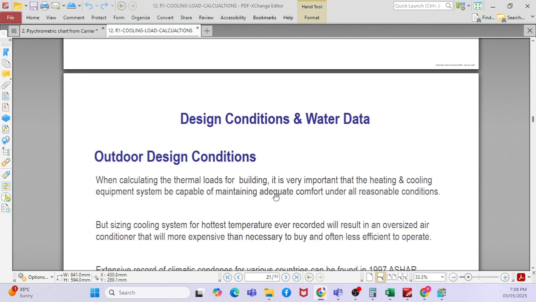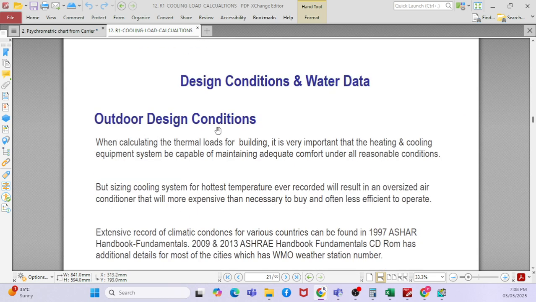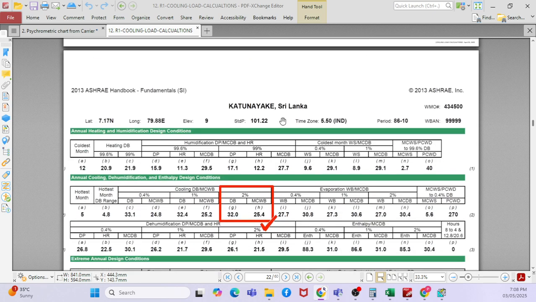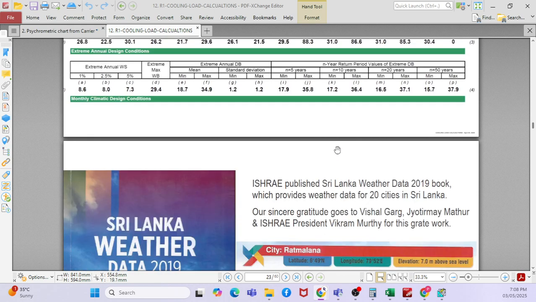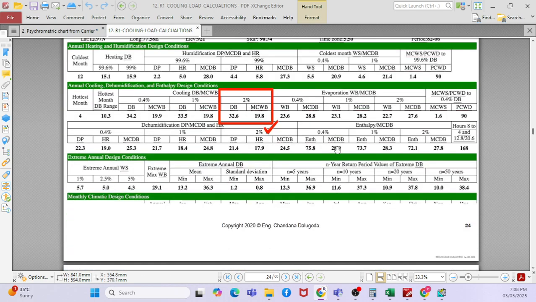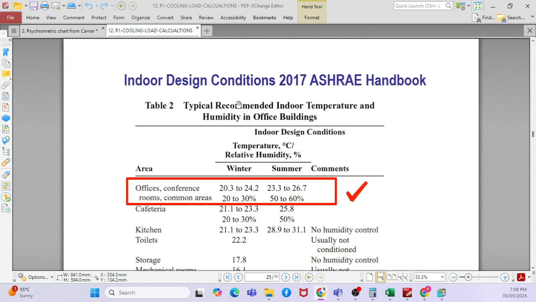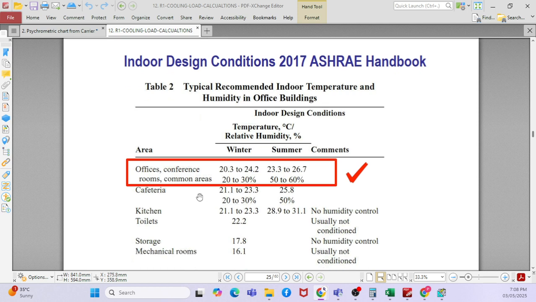Okay, so if you go further down, you have the outdoor design condition that I told you already before, based on the ASHRAE conditions. This is the chart you have to refer to based on the ASHRAE climatic condition, right? And this is the indoor design condition as per ASHRAE requirement. If it is an office or conference room, what is the temperature required during the winter and during the summer? For human comfort, right?